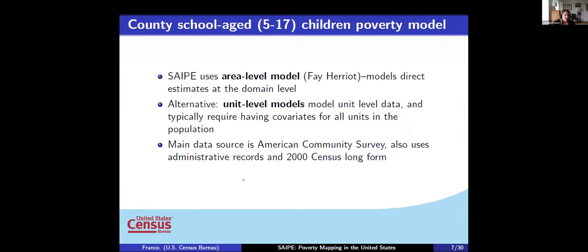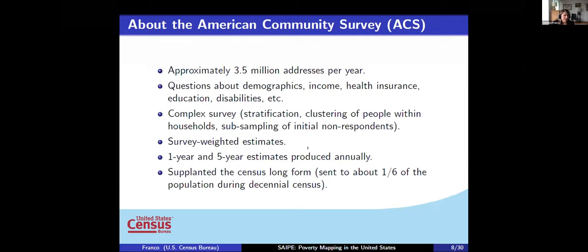The main data source is the American Community Survey. There's also some borrowing of information from administrative records and the 2000 census long form. I'll talk about all of that. The American Community Survey is the largest sample survey, and it surveys approximately 3.5 million addresses per year. It has a myriad of questions, and it's a complex survey with stratification and clustering and subsampling of non-respondents.